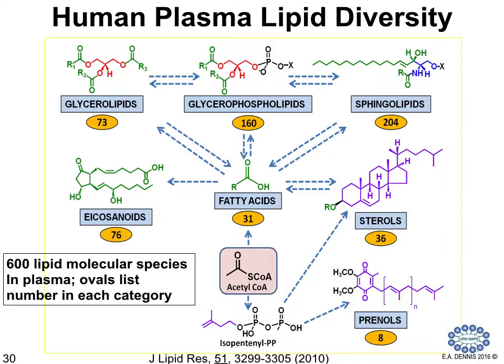Now, acetyl-CoA, in addition to being a precursor of fatty acids, can be converted to isopentenyl pyrophosphate, which is converted further into the prenyl backbones of the prenols and of the sterols. So all the lipids are really derived from acetyl-CoA by biosynthetic processes. Shown in orange circles are the number of distinct lipid molecular species for each of these categories of lipids that were found in abundance in standard human plasma samples.